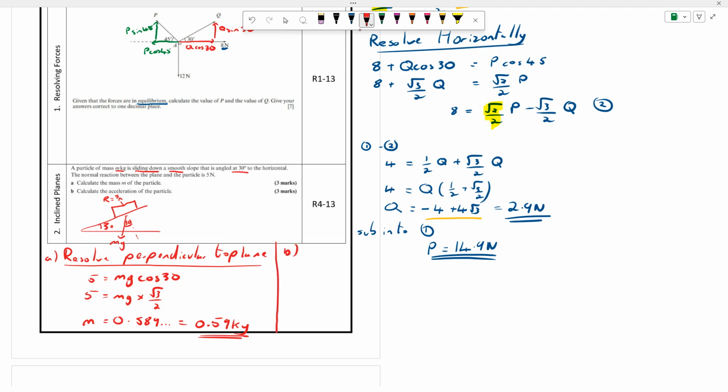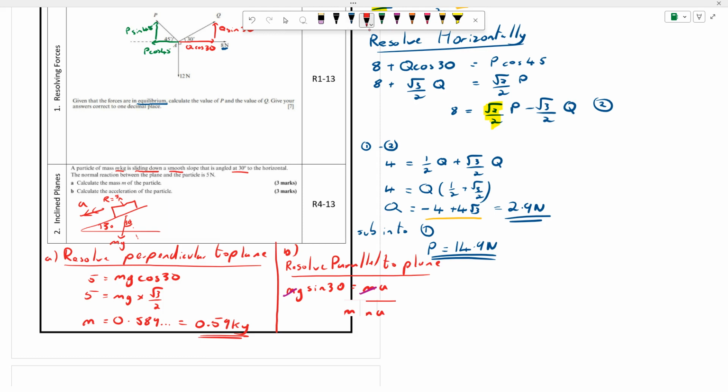Now, part B wants to know what's the acceleration. It did tell me it was sliding down, which means it's going to be accelerating down the slope. So the only other option we can do now is to resolve parallel to the slope. There are no forces pulling me up the slope. The only force coming down is a component of my weight, which would be mg sine 30. That should be ma. Now you'll notice both of these have the mass, so the mass isn't actually relevant here, so I can cross them off.